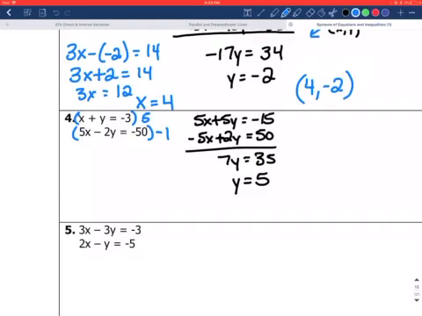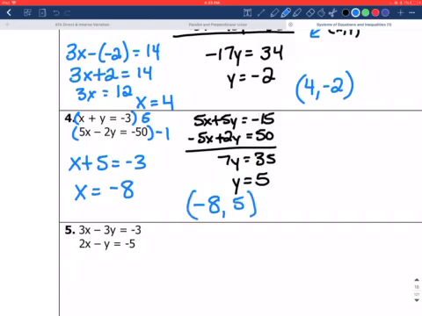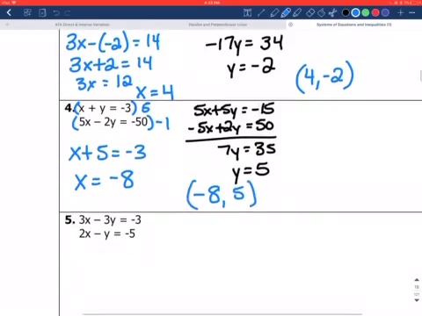So we take this 5 and plug it back in. X plus 5 equals -3, and I would subtract 5, and that gives you -8. So your final answer there is -8, 5.